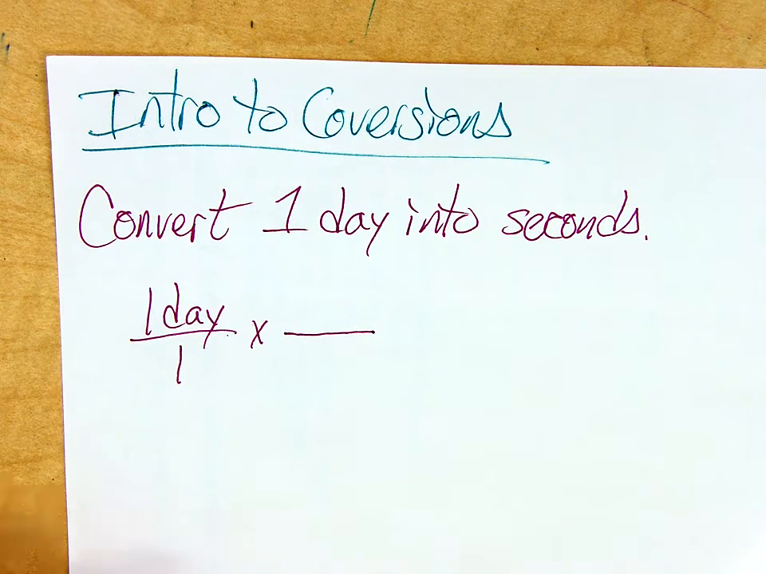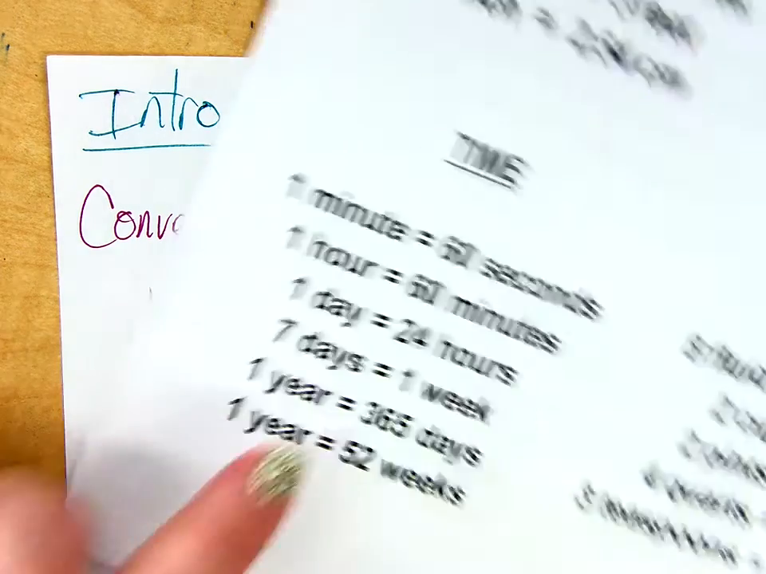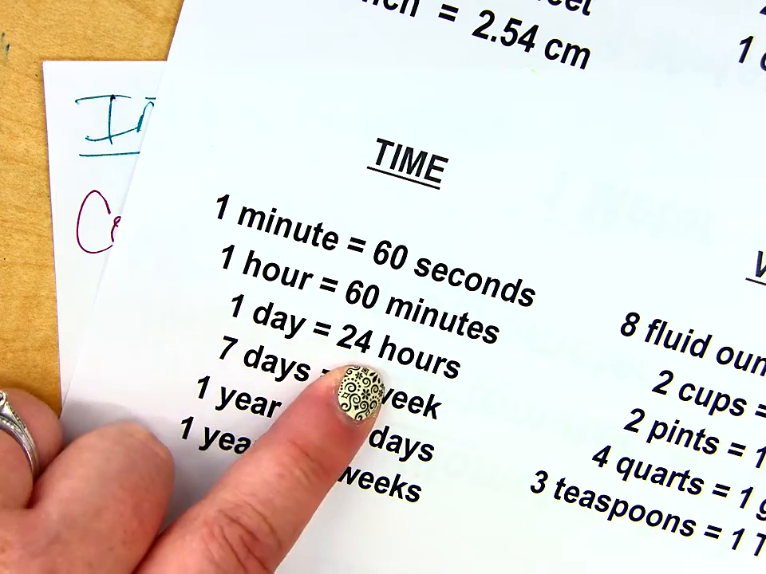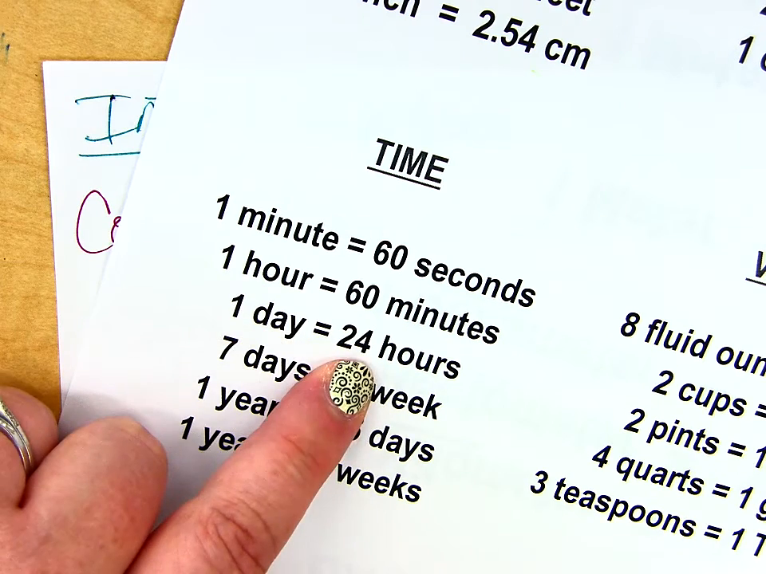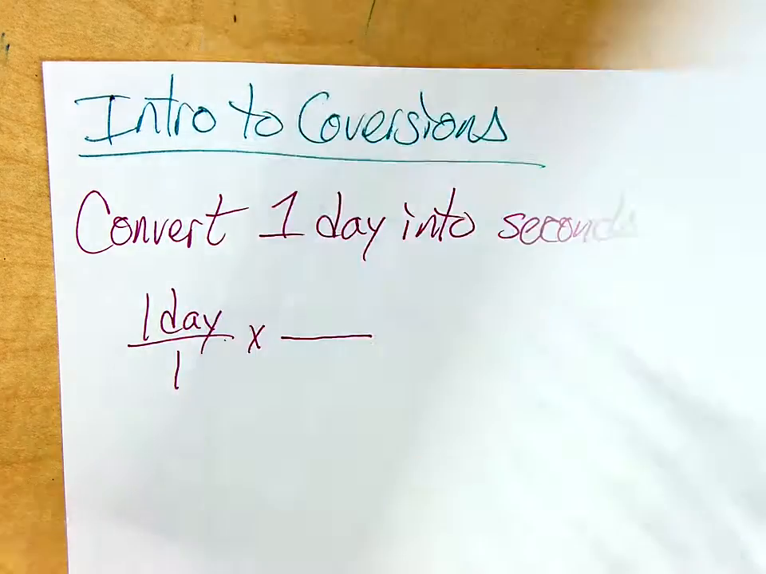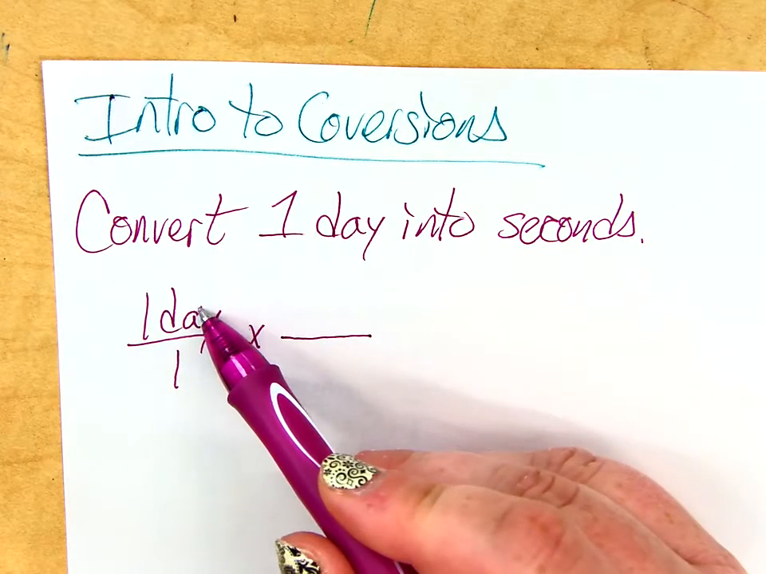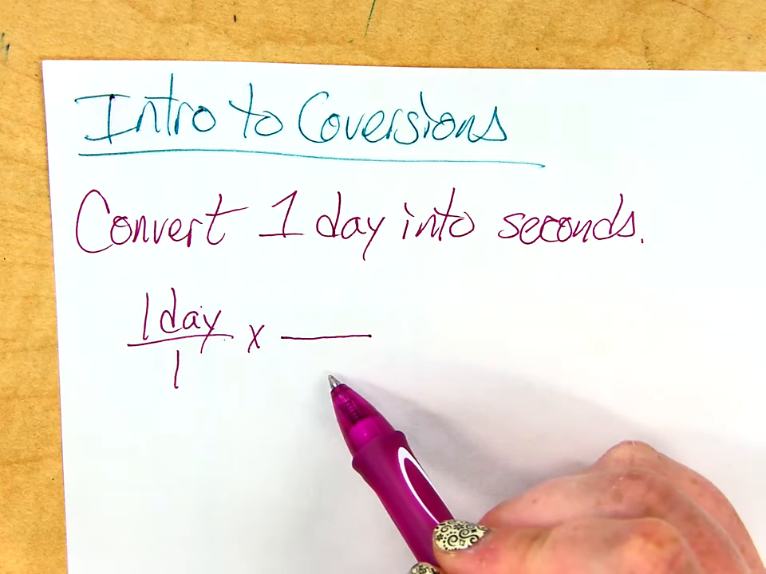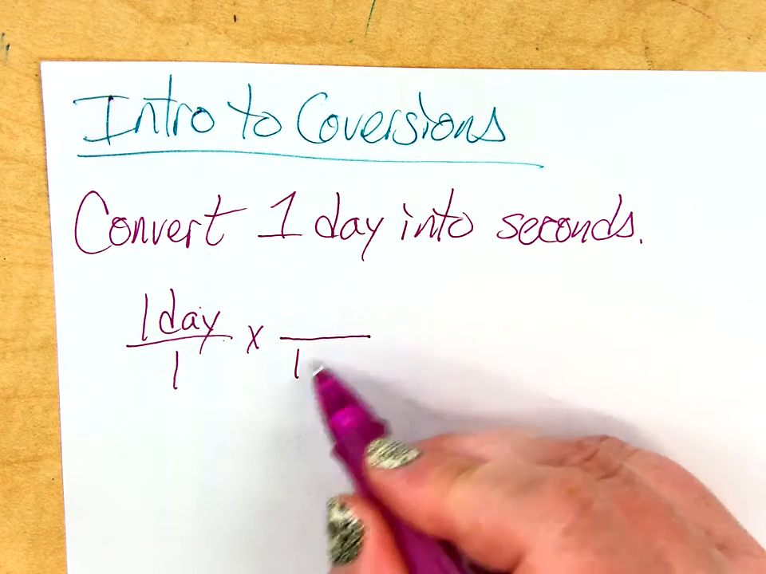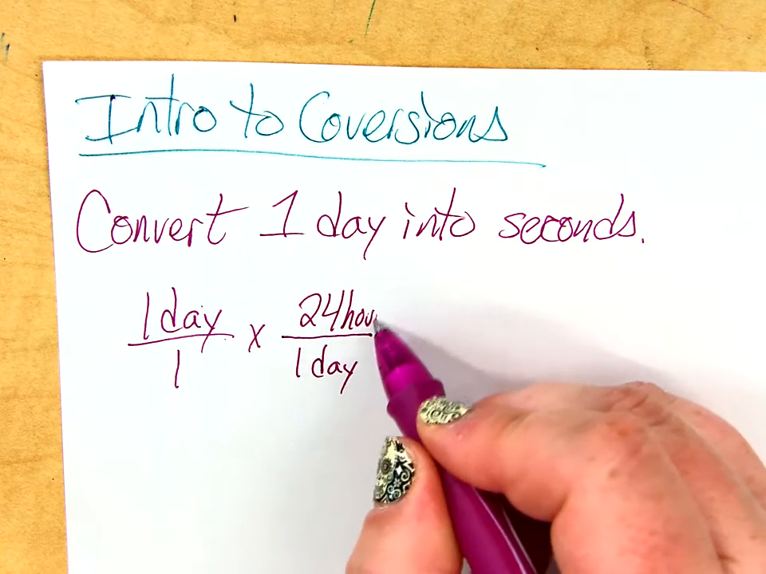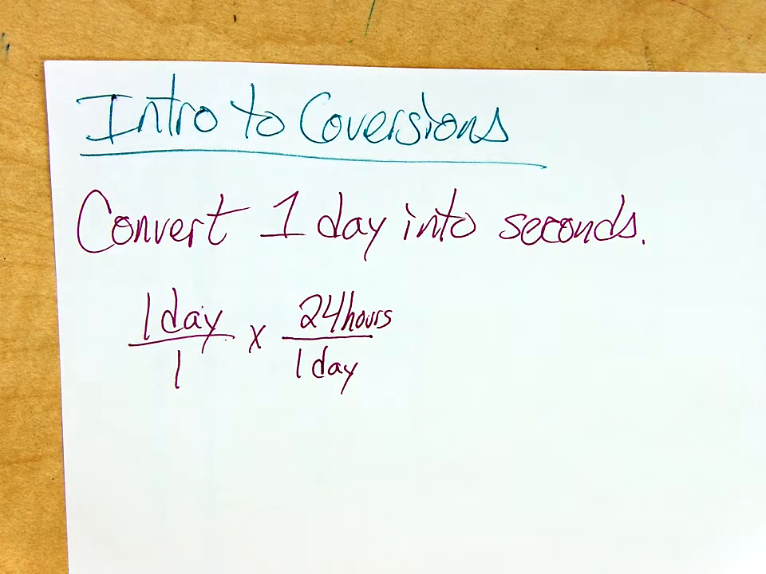So for example, we just said, I don't know how many seconds are in a day, but I know how many hours are in a day, right? If I look on my sheet, 24 hours in 1 day, okay? So I'm going to put 1 day and 24 hours in my next fraction. The thing is though, I need to alternate. See how I had days on top? I need to put days on the bottom now. So in 1 day, there are 24 hours. Do you see how I just did that?